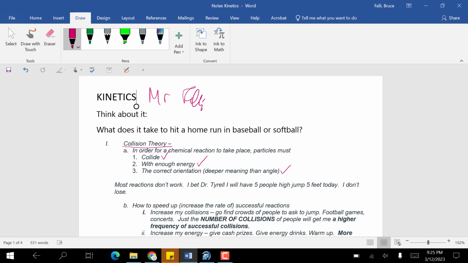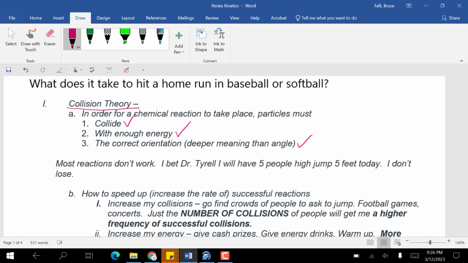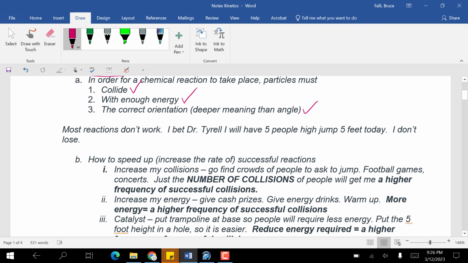To give you an idea about chemical reactions, most reactions don't work. I bet Dr. Tyrell would have 5 people high jump 5 feet today, and I don't lose. So I'm going to cheat. I'm going to work the system as best I can. So how do I increase or speed up the rate of successful collisions? A successful collision in this case would be somebody going over this bar and successfully making it, probably not landing on their head.